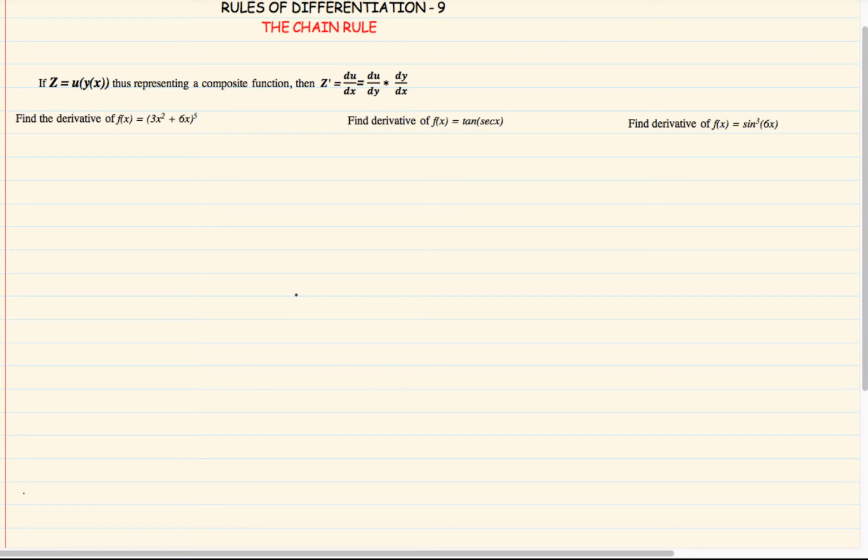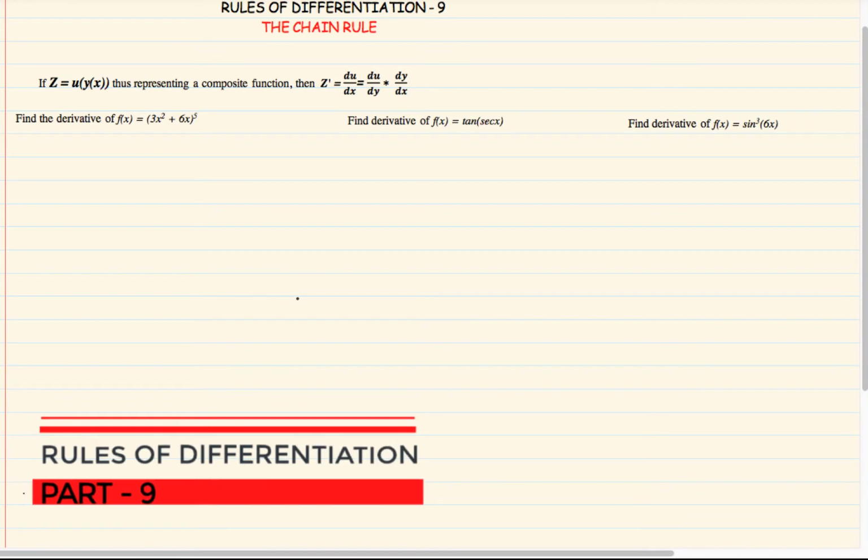Welcome. Let's continue the study of the rules of differentiation. We'll see today the chain rule. So why do we need a chain rule and what is a chain rule?